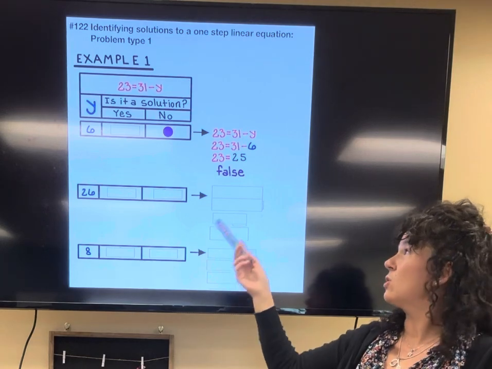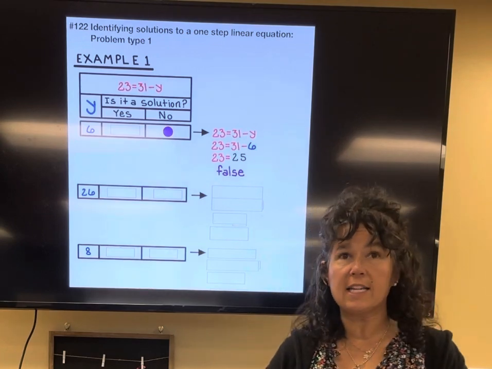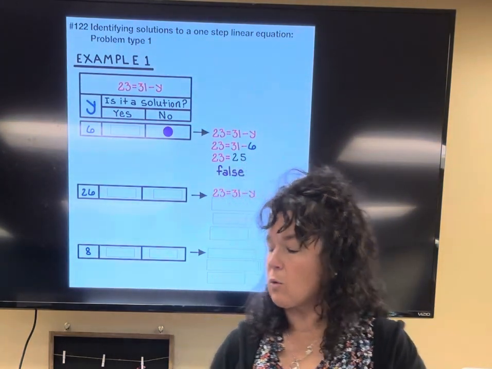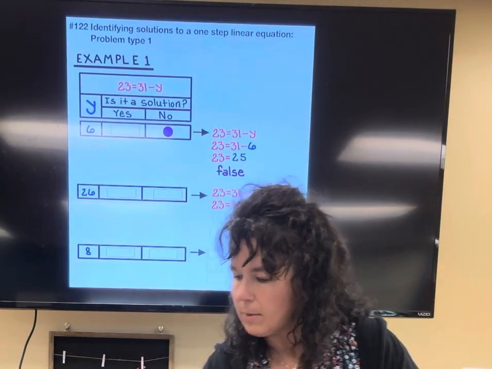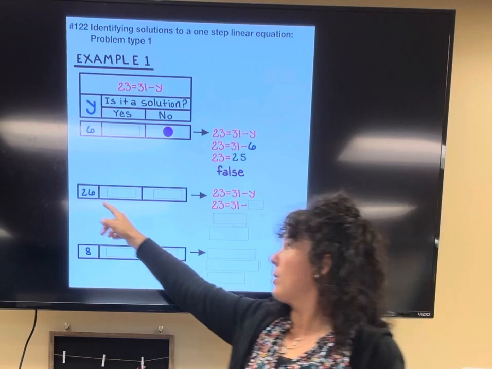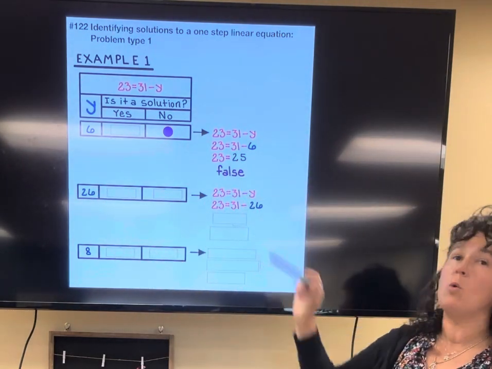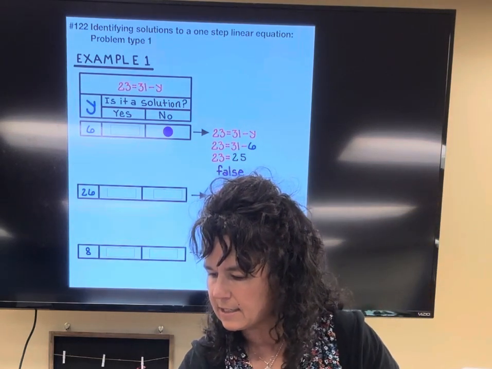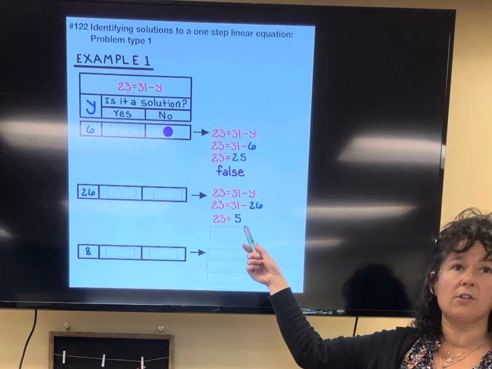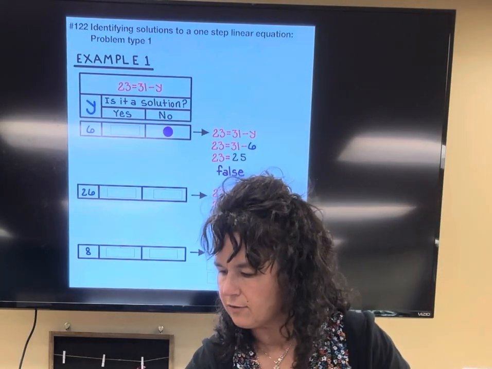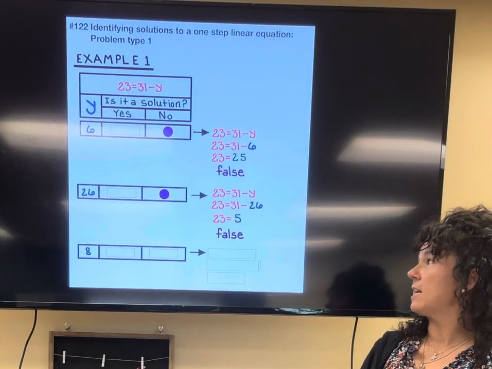Okay, and then you just do it over and over again with a handful of numbers. So it's saying, well, how about the number 26? Is that a solution? So if I start with the original equation, 23 equals 31 minus y, and then I come in and I replace the y with the number 26, we go ahead and simplify 31 minus 26, and that ends up being just 5, and 23 is not the number 5. So since that's a false statement, once again, 26 is not a solution.